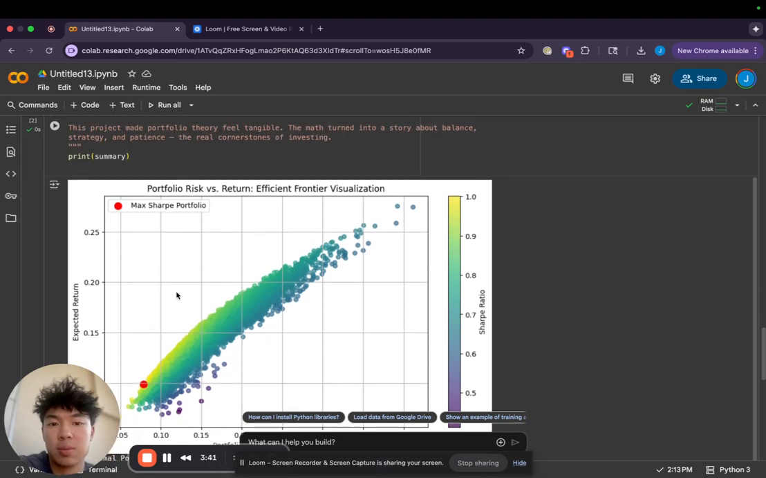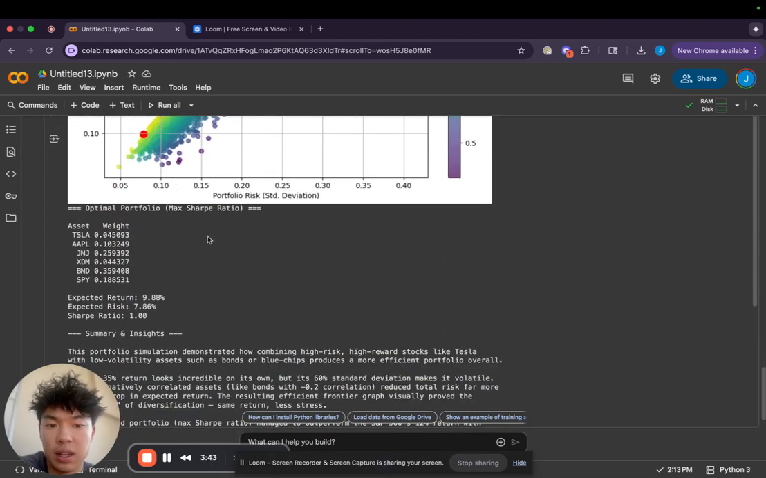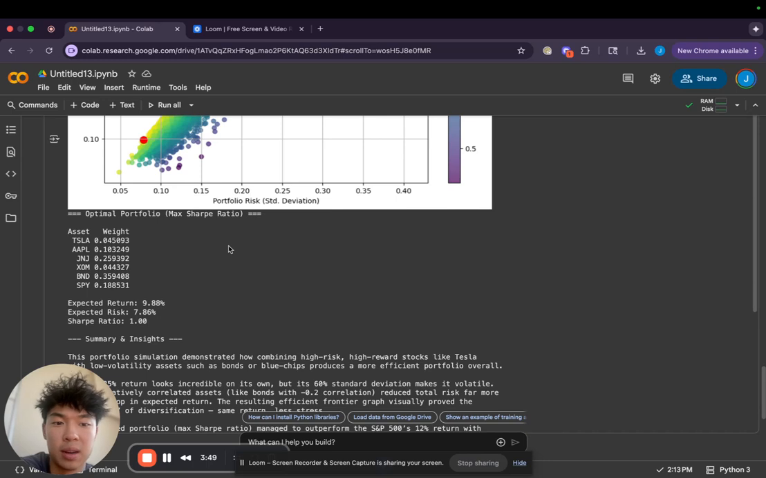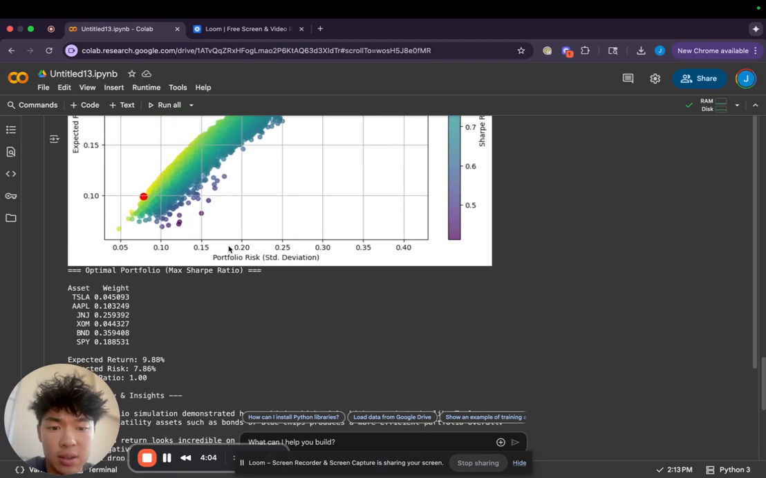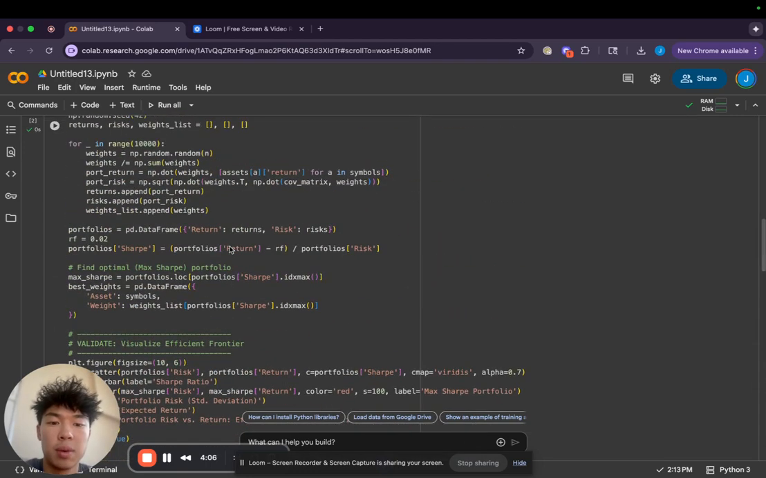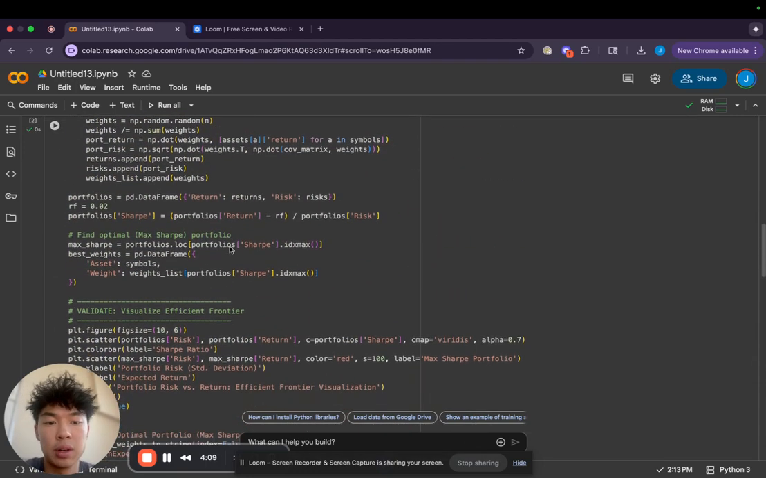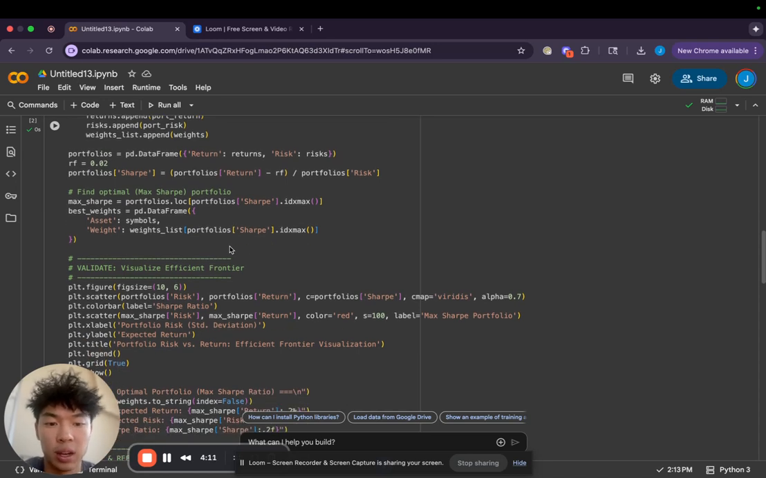When I printed the results below the chart, the numbers were interesting. The optimal portfolio had an expected return around 14% and a risk of roughly 16%, producing a Sharpe ratio close to 0.8. And the weight breakdown came out to be something like 25% Tesla, 20% Apple, 15% Johnson and Johnson, 10% Exxon, and around 30% bonds.